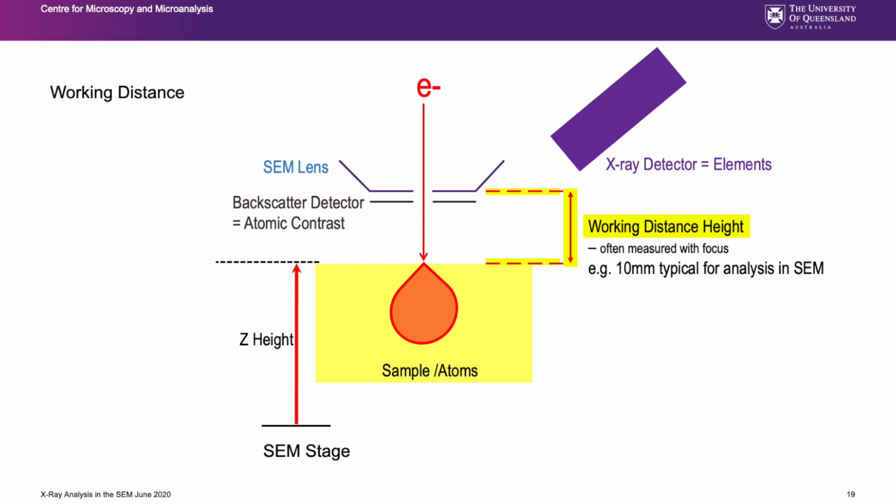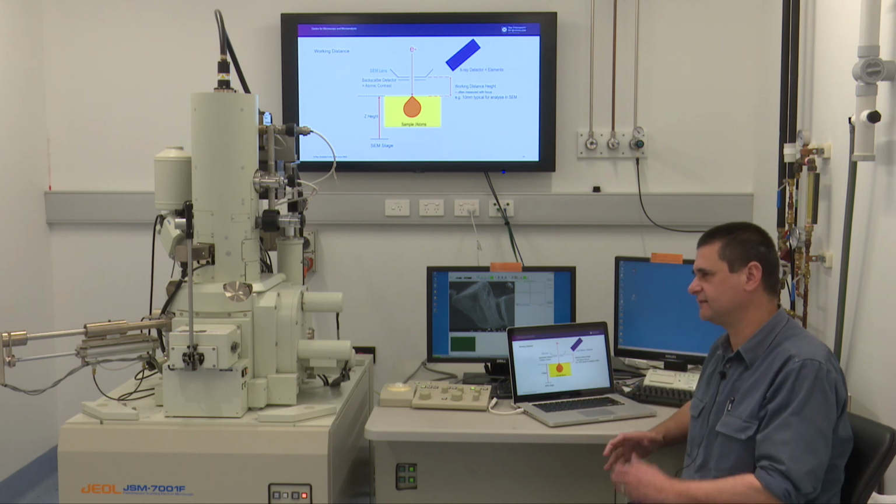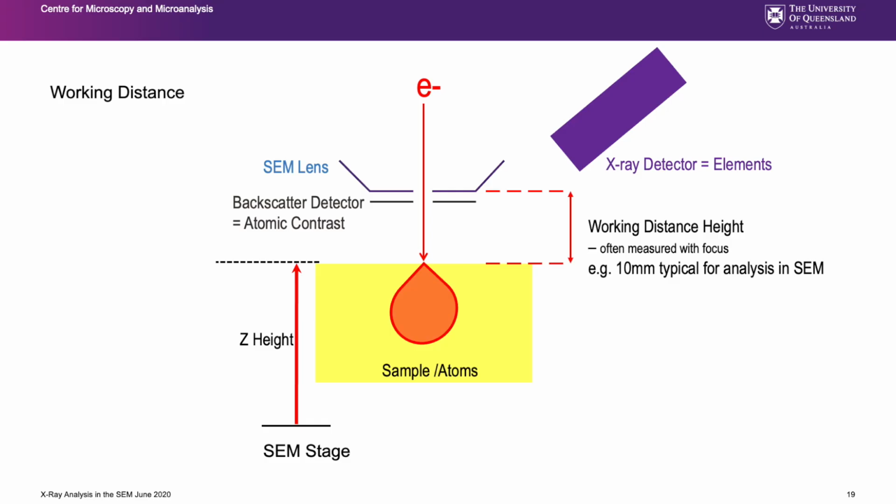With most SEMs we have here at the CMM, we're set up so that your specimen height should be a working distance of 10 millimeters for analysis. There are some other machines and other labs that will be different, but that's typical for us here. In particular, remember the working distance is the distance from the final lens down to your specimen. It's a measurement of the clearance.